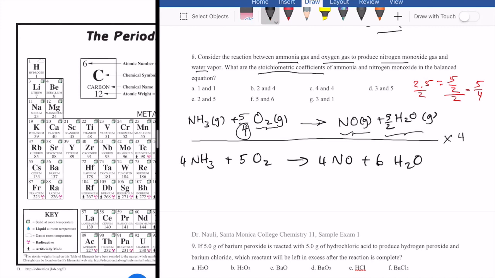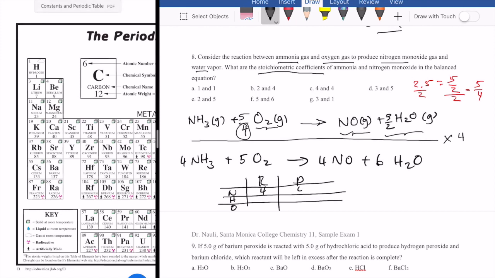If you want to make sure that everything is balanced, you can list your elements in the reactants and products. You have your nitrogen, hydrogen, and oxygen. Nitrogen here, there's 4 on reactant, there's 4 on product. Hydrogen, you got 12 here. Hydrogen here, you got 12 also, so that's good. Oxygen, 10. Oxygen, 4 plus 6, 10 also.